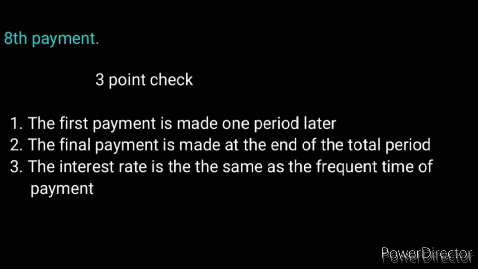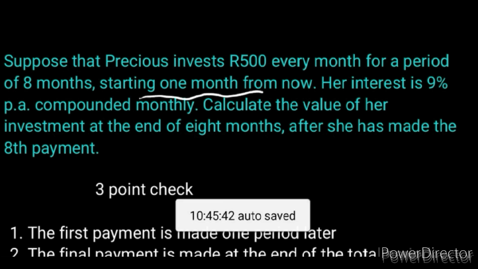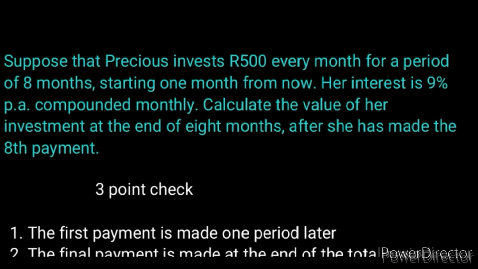If the payment is not made 1 month later, then there are manipulations that we have to make. This is why I created a playlist. All the videos of the playlist will be based on these 3 principles, whether it is future value or present value. This is what we're going to use for everything. So is the payment made 1 period later? In this case, because it's monthly, is the payment made 1 month later? They said Precious invests 500 every month for a period of 8 months, starting 1 month from now. So it's normal. If it was not normal, there are manipulations that we're going to make.